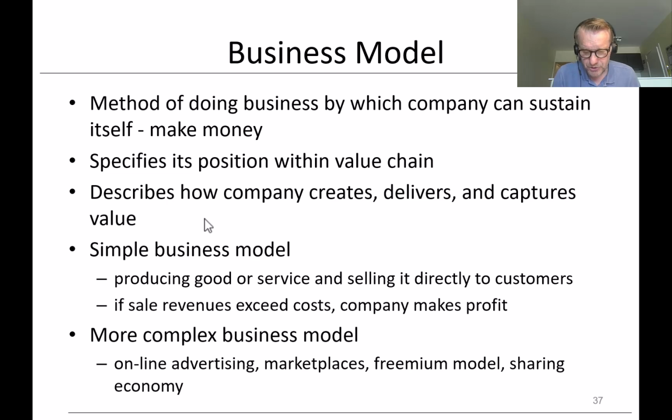Okay, so this was the introduction. Now let's look at the second part, which are different types of business models that are facilitated thanks to the emergence of e-business. So what's a business model?